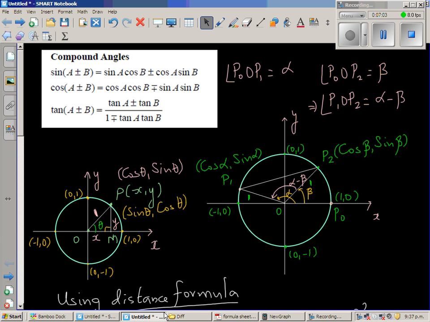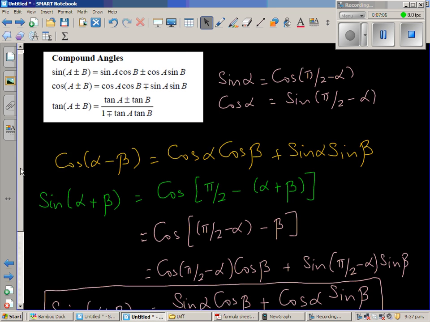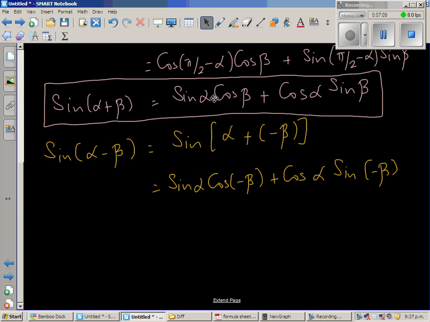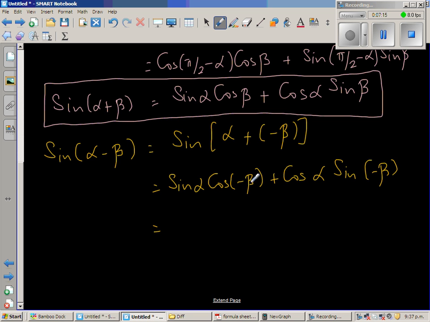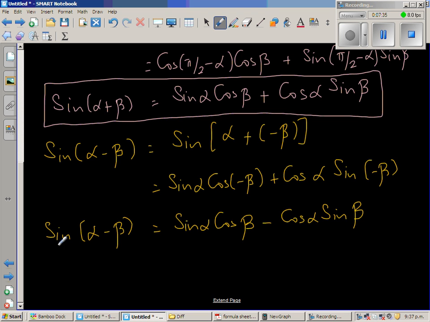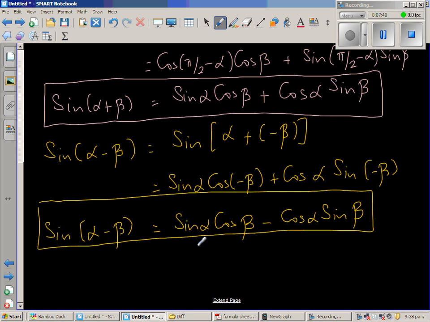So this will become cos negative beta is cos beta, so this is sine alpha cos beta. And the minus will change this plus to minus, minus cos alpha sine beta. So this is your sine alpha minus beta. Sine alpha minus beta is sine alpha cos beta minus cos alpha sine beta.